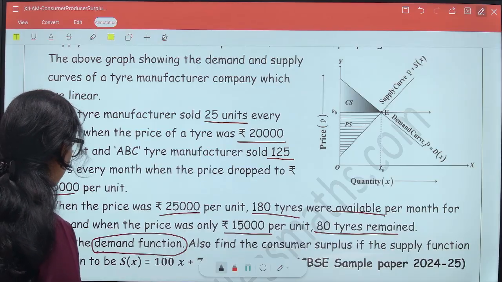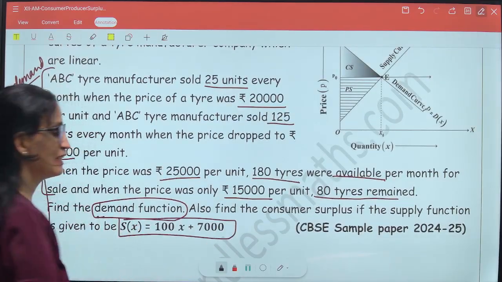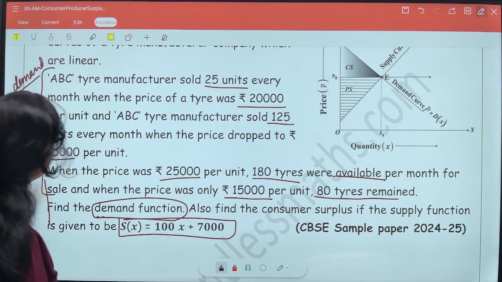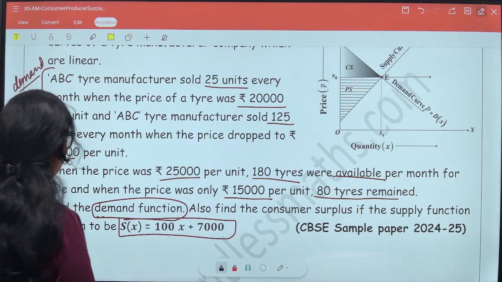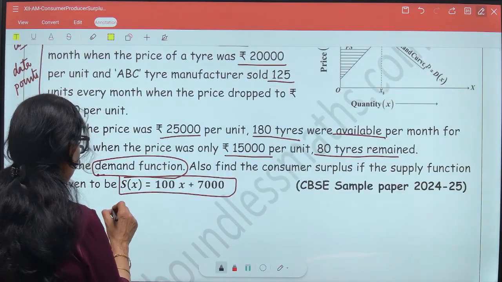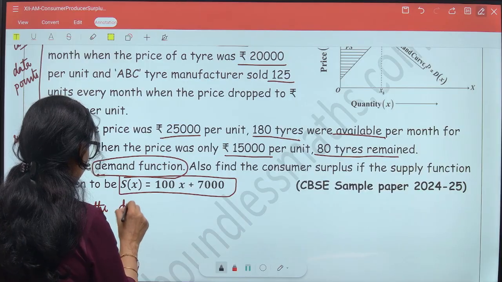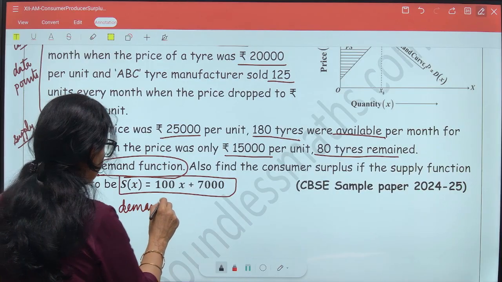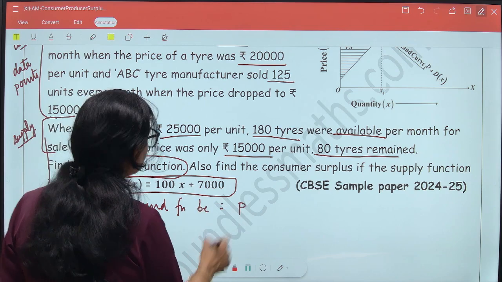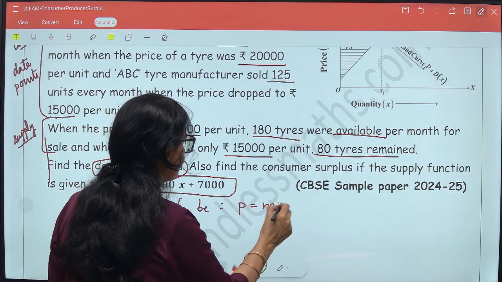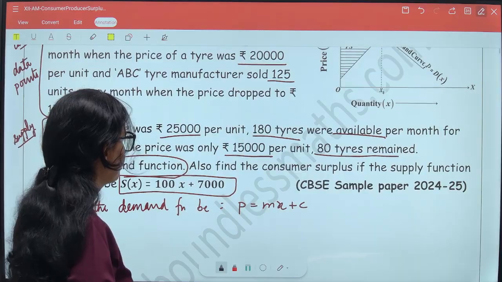If the supply function is given to you, okay, supply function is already given, but we need to create the demand function. Now because the demand function is linear and we are given the data points here, so let's first assume the demand function is, so you will write let the demand function be P is equal to mx plus c. This is the equation for a straight line, generic equation. Y is equal to mx plus c.